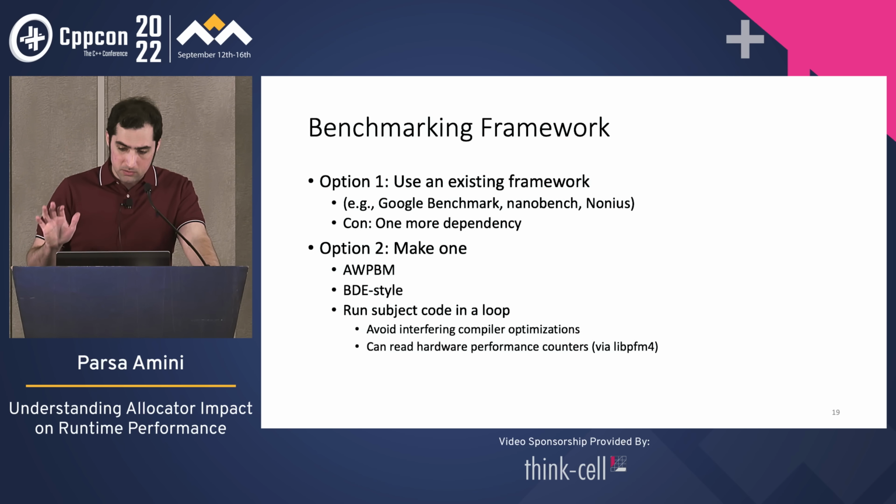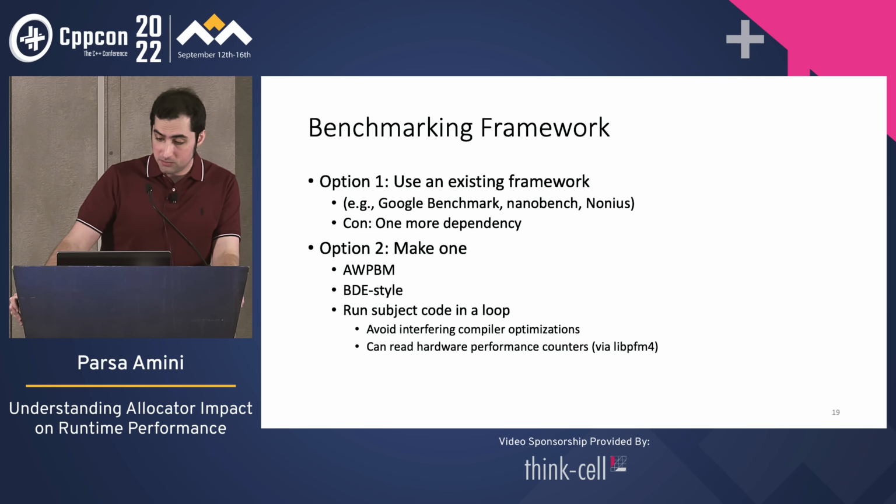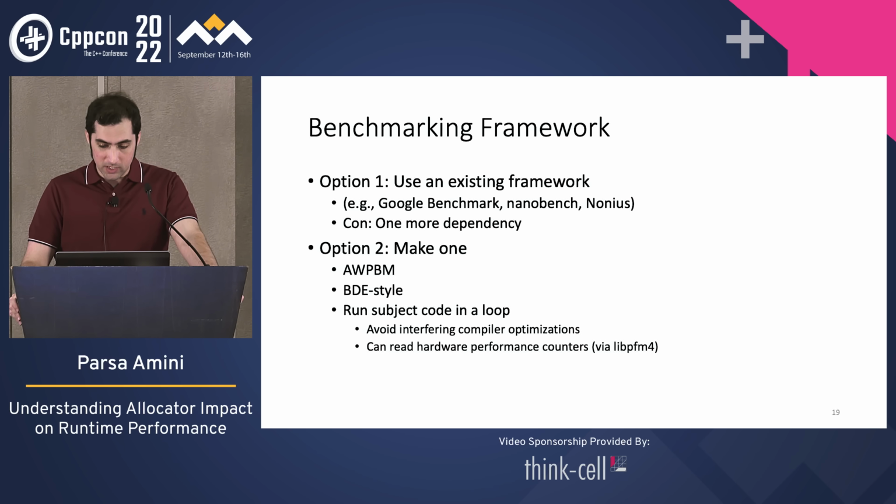We have machines. We now need a benchmarking framework. We could use an existing benchmarking framework. I typically use Google Benchmark, but in this case, we didn't want an extra dependency, so we wrote a small one. The title of the book is C++ Allocators for the Working Programmer, CAWP. So the name we came up with is AWPBM, Allocators for the Working Programmer Benchmark System.